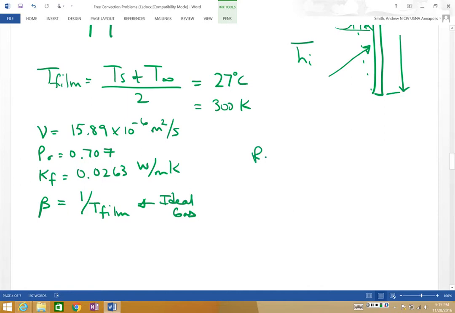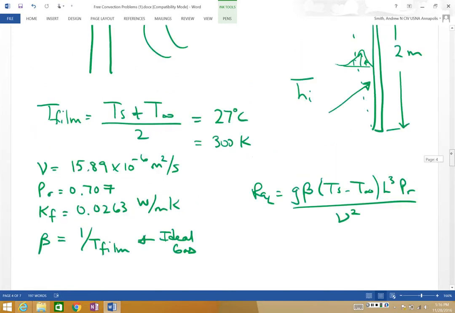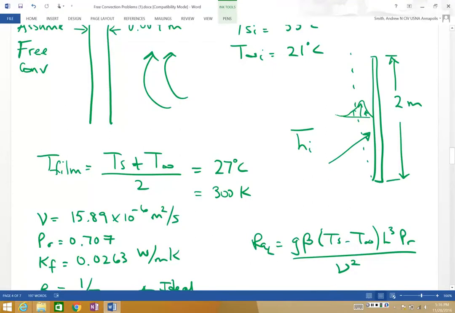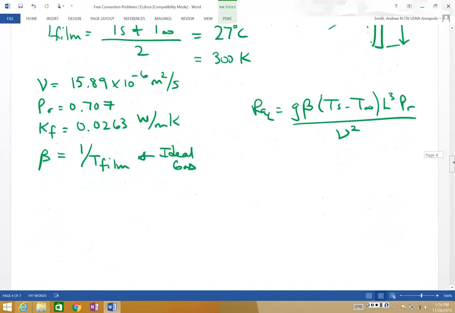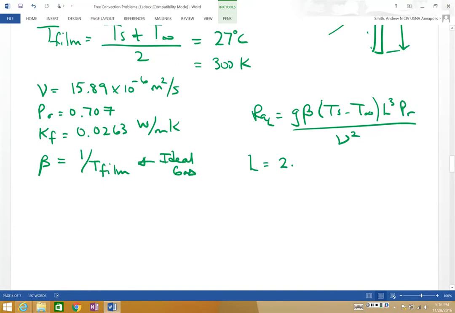Okay, how to calculate a Rayleigh number? Rayleigh number is g beta (Ts minus T infinity) L cubed, Prandtl number, over the kinematic viscosity squared. Well, now the question is L. So for a vertical plate, the characteristic length is the height of the plate. So in this case, L equals 2 meters. Okay, everything else is known. My Rayleigh number comes out to 8.79 times 10 to the 9th.